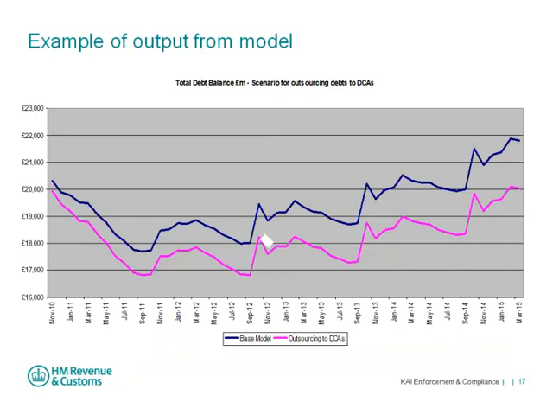I also wanted to show you an example of some of the output that the model can produce, and this is a debt balance chart. The top line is our base model, and the pink line is showing one of our scenarios of outsourcing debts to debt collection agencies. So as you can see, the two lines sort of mirror each other in profile, but the gap between the two lines is increasing over time.